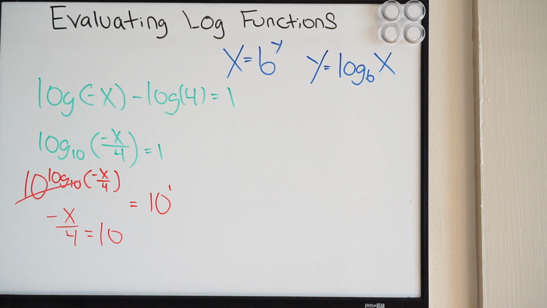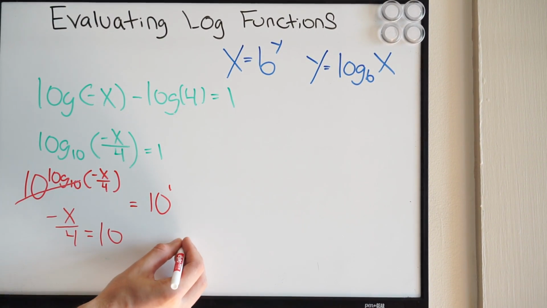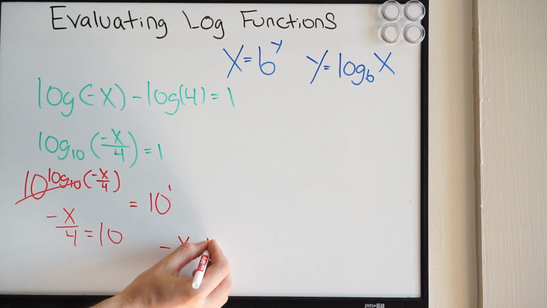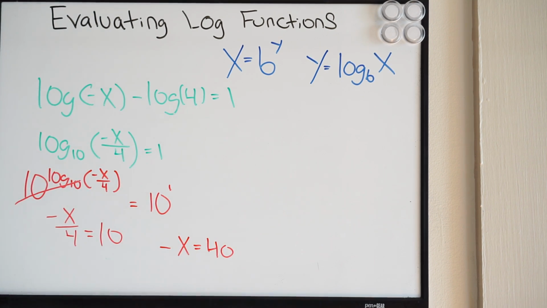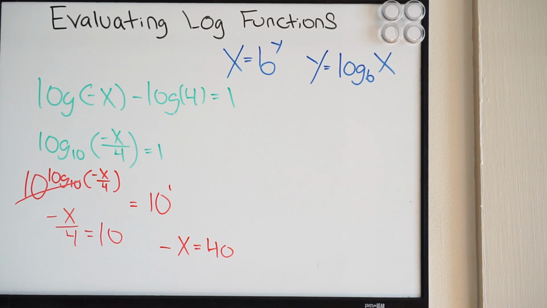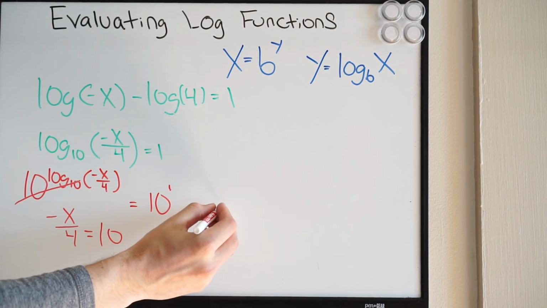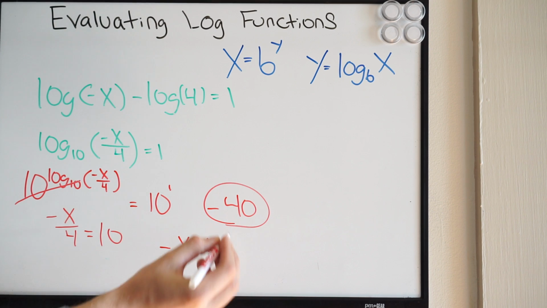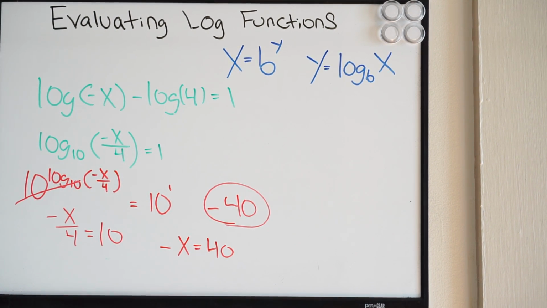Now we can simply solve this. We just multiply both sides by 4, so we get negative x equals 40. Then simply divide by negative 1 on both sides. So our answer here is going to be negative 40. Alright, and we are done. Let's try another problem here.